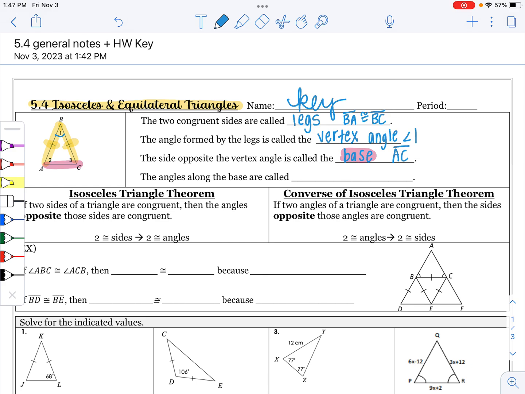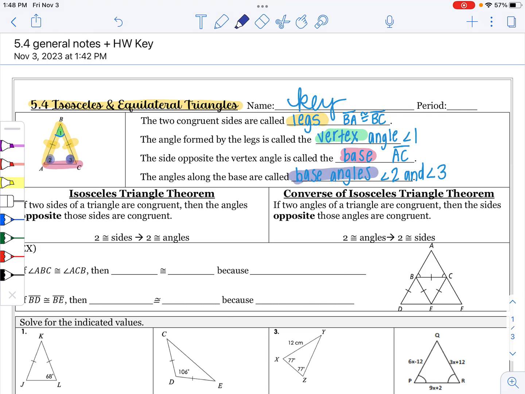So it is going to be that side opposite the vertex angle, and that is our base, and then our legs were in yellow. So I'm just getting this color coded. Our vertex angle I'm going to put in green. You can kind of see this in the key. And then the angles that sit on top of that base, any angle that touches the base, is going to be called the base angles. There's two of them. Those are the base angles. Angle 2 and angle 3 are those base angles, the angles that sit on the base.